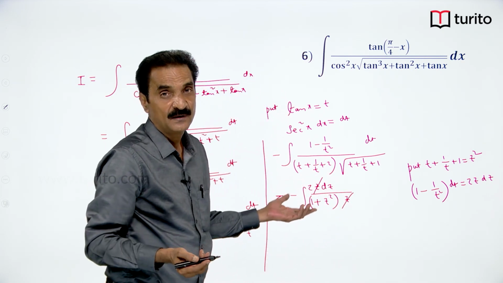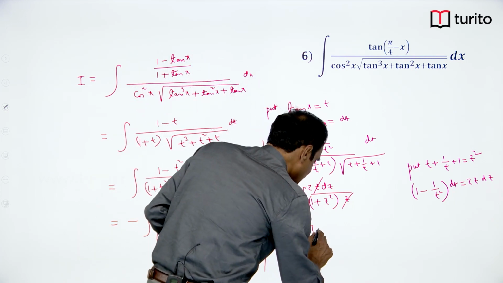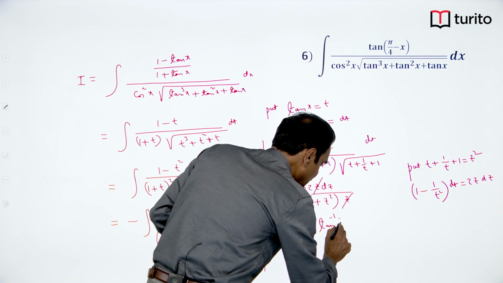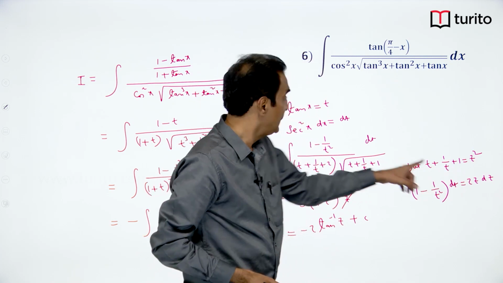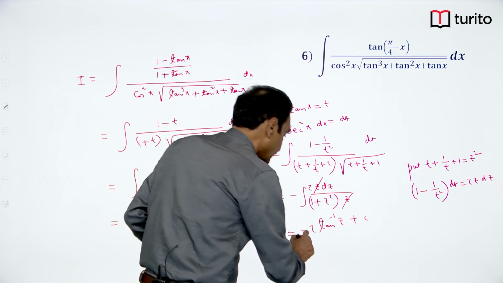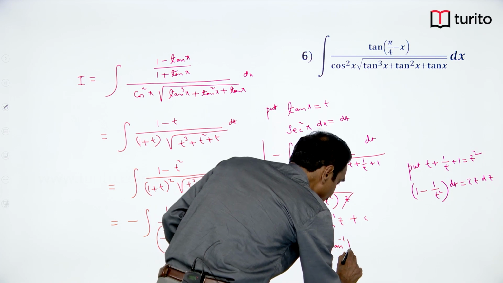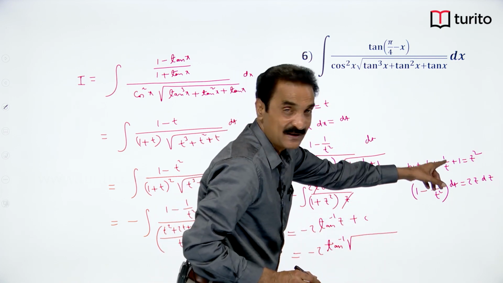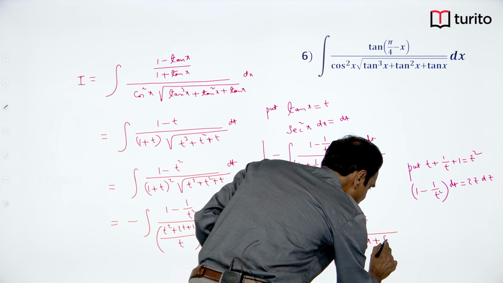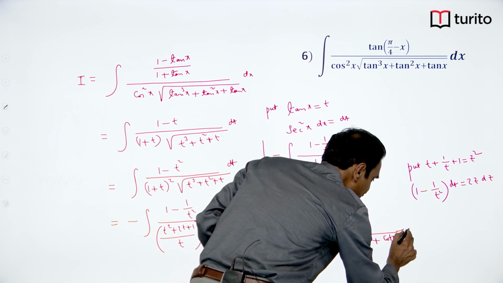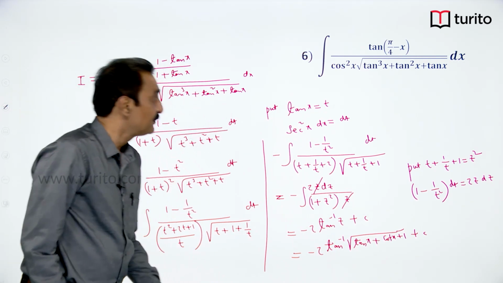It is a direct formula. Integral 1 by 1 plus z square is tan inverse z. Minus 2 is also there. Minus 2 tan inverse z plus c. Z is square root of t plus 1 by t plus 1 and t is tan x. So the final answer is minus 2 tan inverse of root over tan x plus 1 by tan x plus 1, that is tan x plus cot x plus 1, plus c. Okay. Proceeding to the next question.